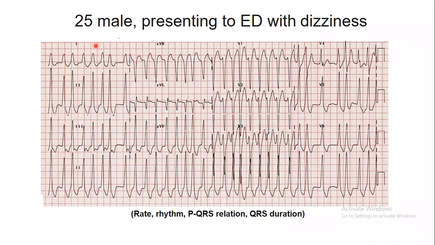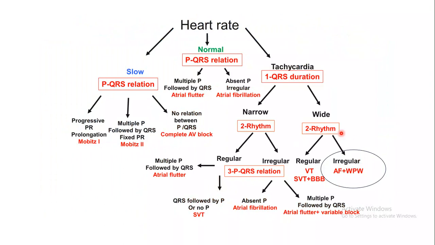So we have this 25-year-old male patient presenting to the emergency department with dizziness. We have a very high rate, almost 280 or 300. The rhythm is irregular. We can see P wave clearly, so we can comment on the P-QRS relationship. And the QRS complex is wide. So according to the algorithm, what is the differential diagnosis? We have a wide complex irregular tachycardia that is very fast.